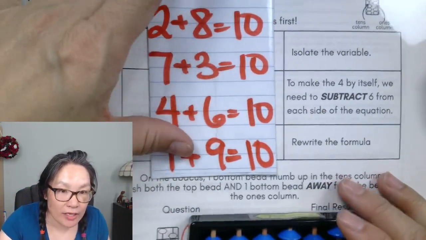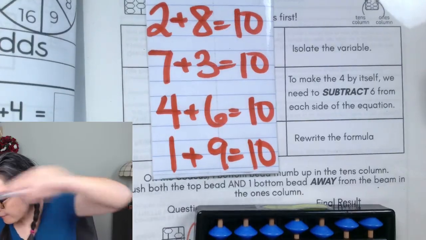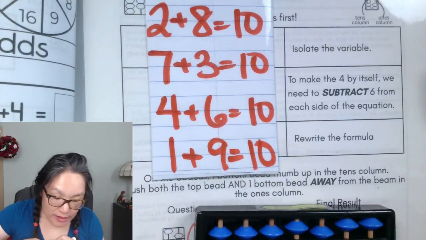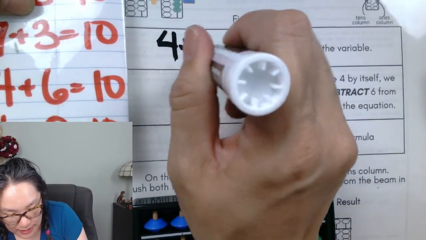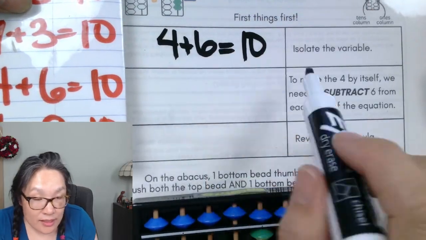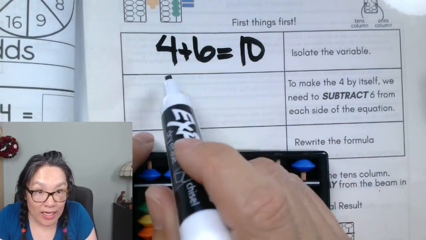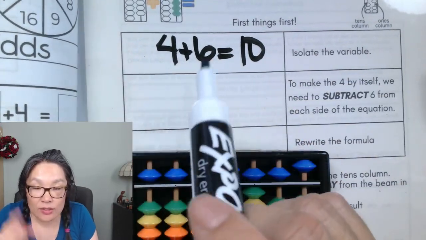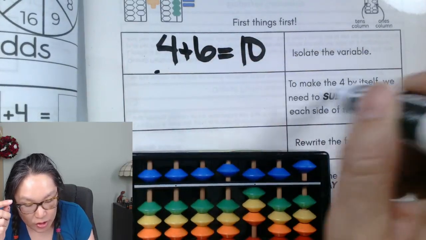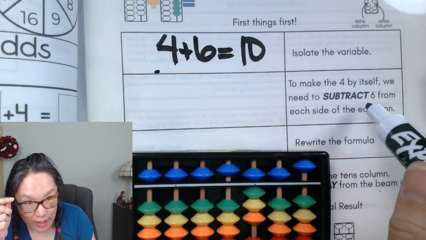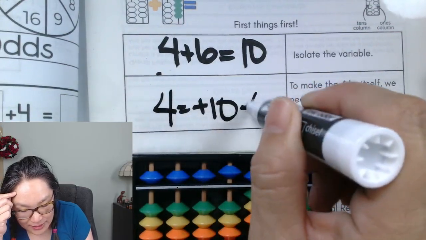What is the partner of 10? We know the partner of 10 would be 6. So when we do partners, right? Well, we know our formula. 4 plus 6 is equal to 10. This is very similar. What's going to happen is we're going to isolate this variable. See, there's a number pattern and there's a process. There's a pattern and we're just going to follow the pattern. So when we make the 4 by itself, we're going to subtract the 6. So 4 is equal to plus the 10 minus the 6.